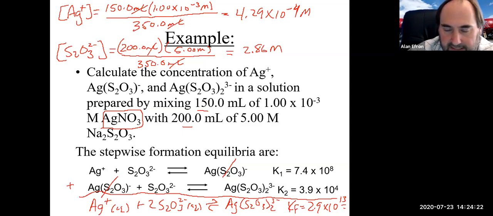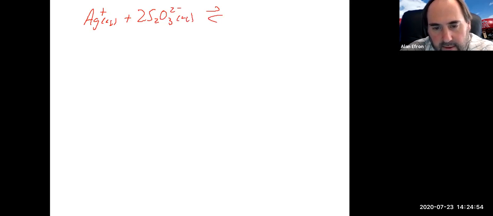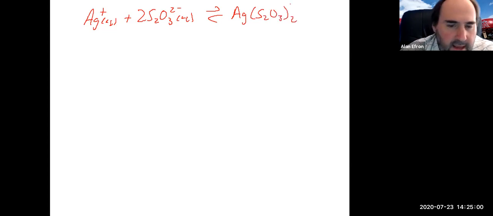So what we're going to do then is continue on. I'm going to rewrite the overall reaction. At this point, I'm going to work with the overall reaction that's taking place. And if I do that, we got our overall reaction, which was our silver plus our 2 ligands going to our complex ion. And at this point, we can do our ice table.